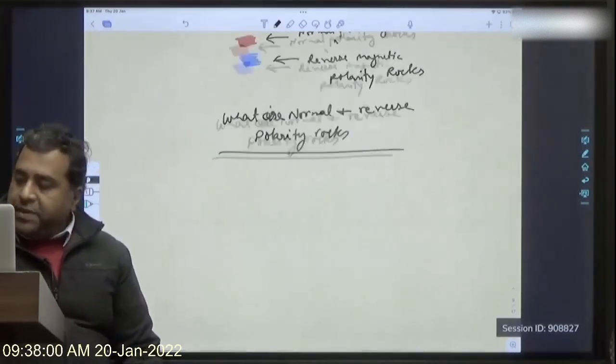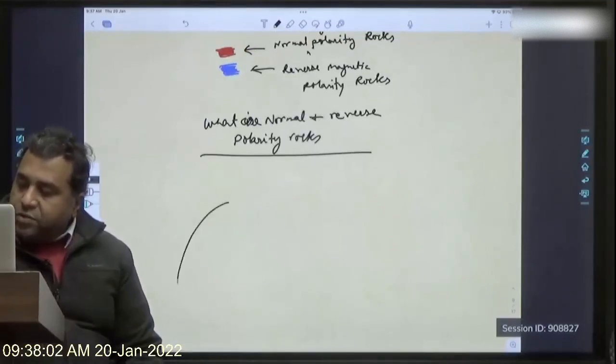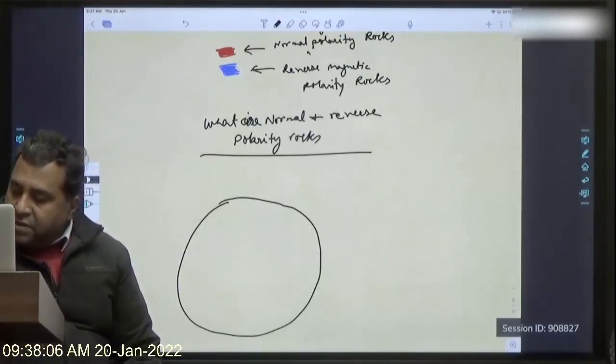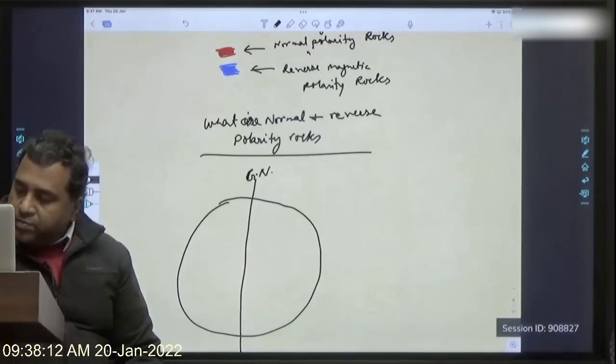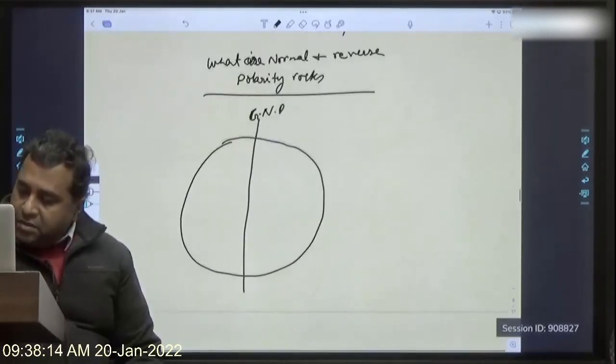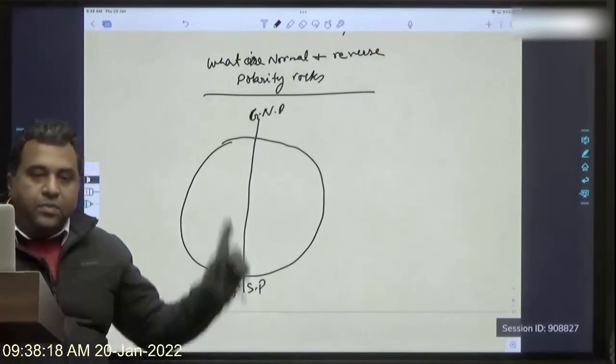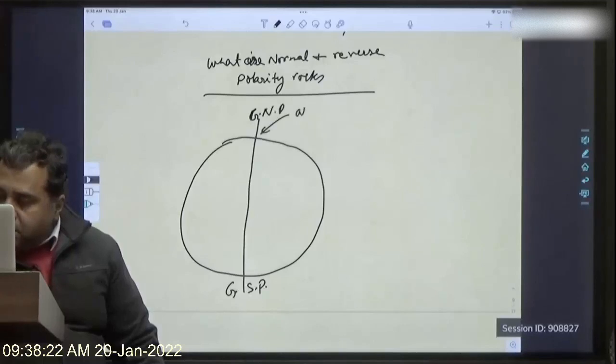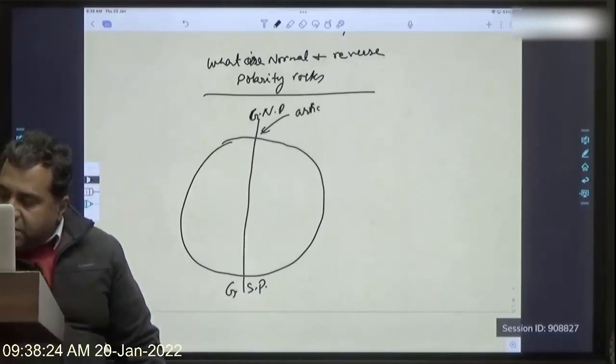So please see here. Now all of us know that this is the earth. And we also know that we have the geographical north, GN, the geographical north pole, and the geographical south pole, like this, Arctic and Antarctic.